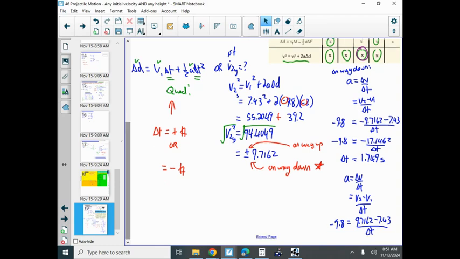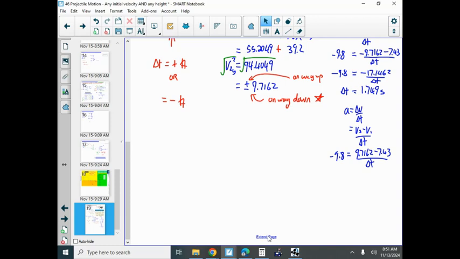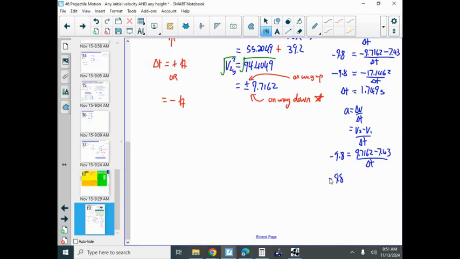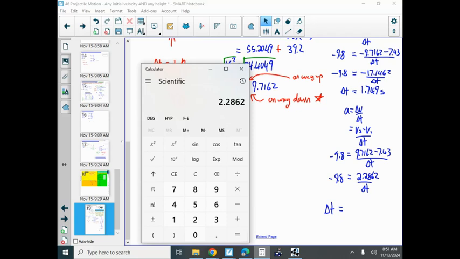Versus, or in the end here, of course, we got to look at the result for this one. And so we have the 9.7162 take away the 7.43. I think I had this number before by accident, the 0.2862. And same idea, we're going to multiply both sides by delta t and divide both sides by negative 9.8. So we have that thing divided by negative 9.8.